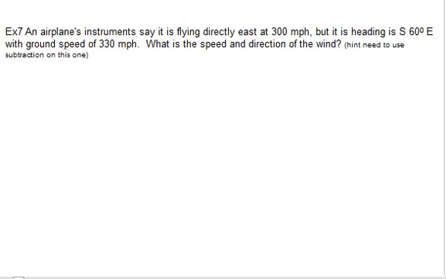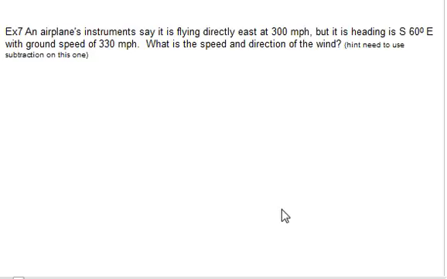I amended this problem a little bit from the original. An airplane's instruments say it is flying directly east at 300 miles per hour, but it is really heading south 60 degrees east with a ground speed of 330 miles per hour. What is the speed and direction of the wind?